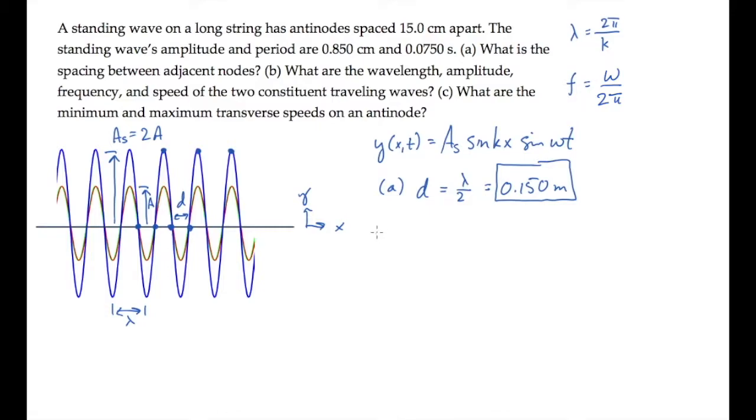Part B asks for several things related to the two constituent traveling waves. First, we can find their wavelength. That's twice 0.150 meters, or 0.300 meters. The amplitude of each traveling wave is half the amplitude of the standing wave, which works out to 0.425 centimeters.